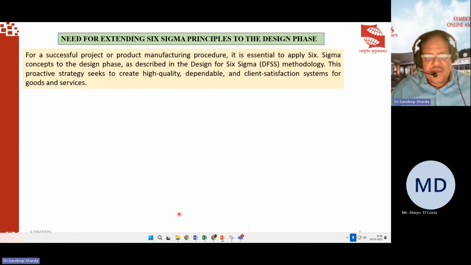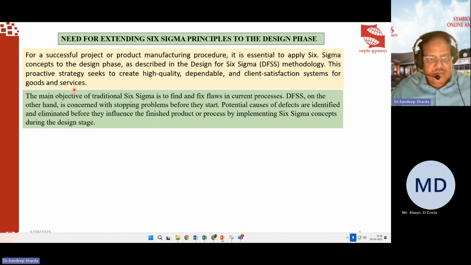So, the need for extending the Six Sigma principles to the design phase for a successful project or product manufacturing procedure. It is essential to apply the Six Sigma concept to the design phase, as described in the Design for Six Sigma methodology. This proactive strategy seeks to create high quality, dependable, and client-satisfying systems for goods and services. The main objective of traditional Six Sigma is to find and fix flaws in the current processes.